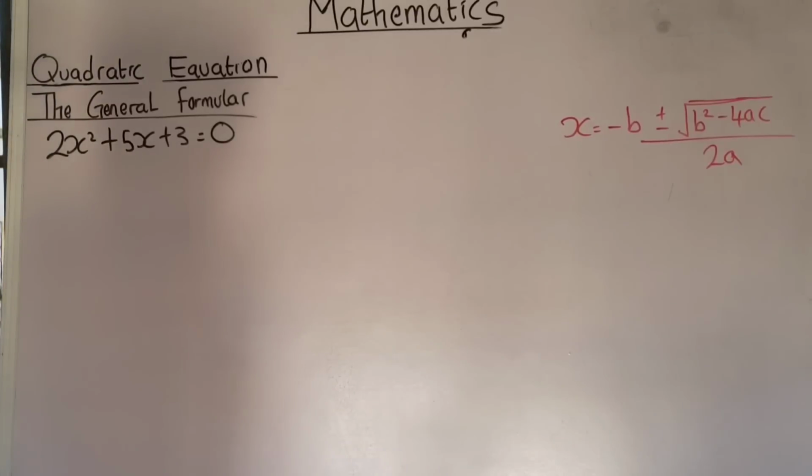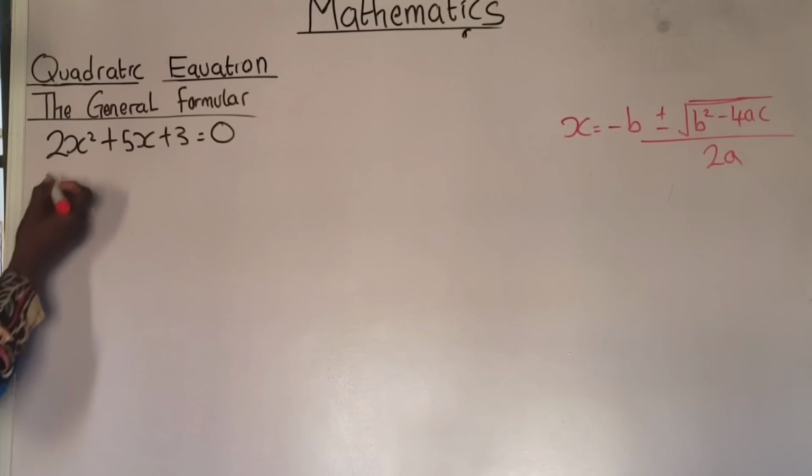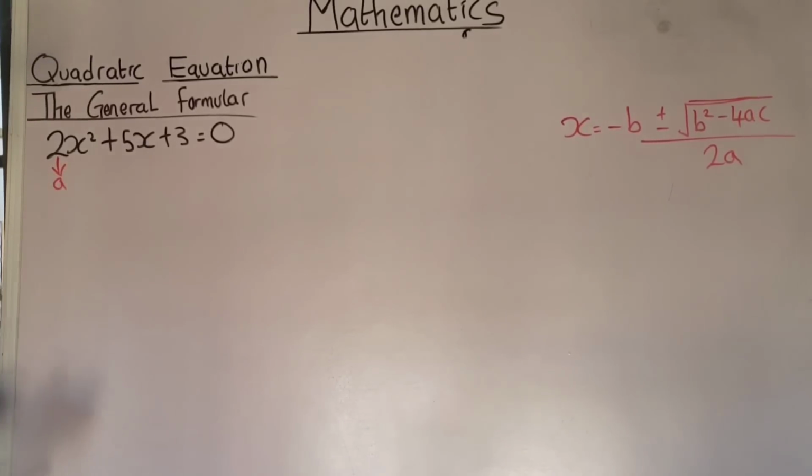Okay, now please pay attention. The first term is a, the second term is b, and the constant term in our quadratic equation is c. Do you understand? Now, the first term in this quadratic equation is the coefficient of x squared. The coefficient of x squared in this quadratic equation is what? A is 2. You understand?